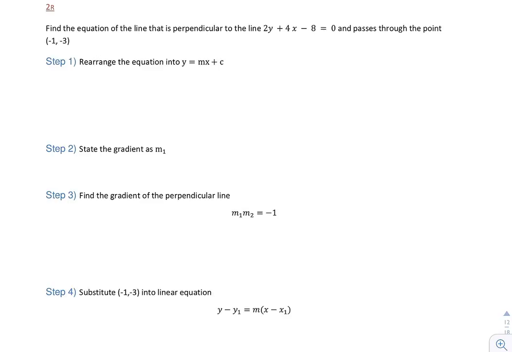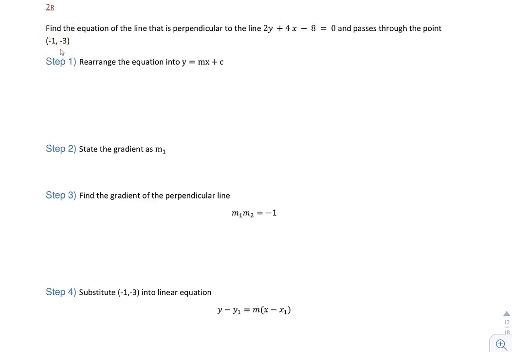Example 2r. Find the equation of the line that is perpendicular to the line 2y plus 4x minus 8 equals 0 and passes through the point (-1, -3). So we're looking for a line which is perpendicular to this line, but passes through this point here.